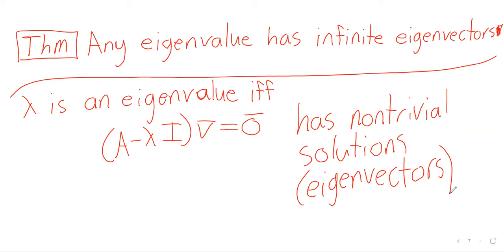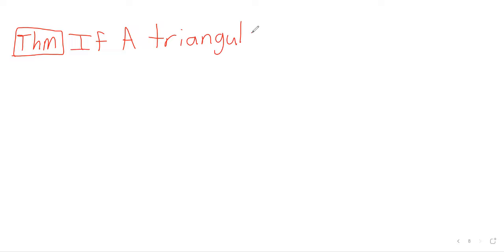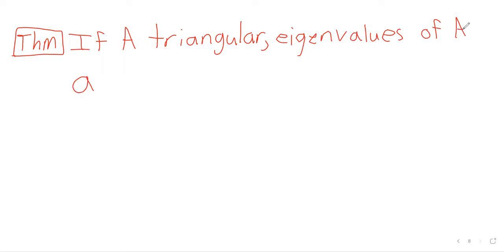For now, we're going to state a smattering of basically unrelated theorems, except that, of course, they all involve eigenvalues and eigenvectors, so they're related in that sense. Theorem: if A is triangular, the eigenvalues of A are the diagonal elements.